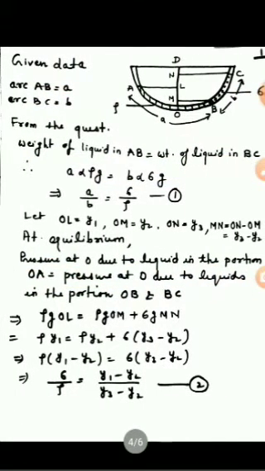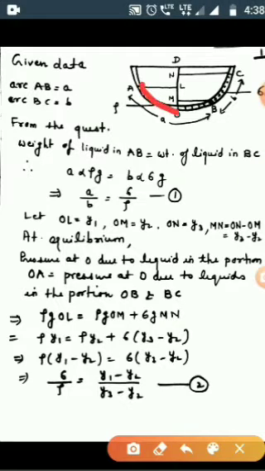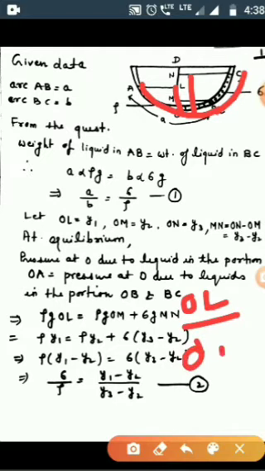So according to the question we have AB equal to a, BC equal to b. We have to find the ratio of the free surfaces from the vertex. That means we have to find OL is to ON. The ultimate goal of this question is to find OL is to ON.